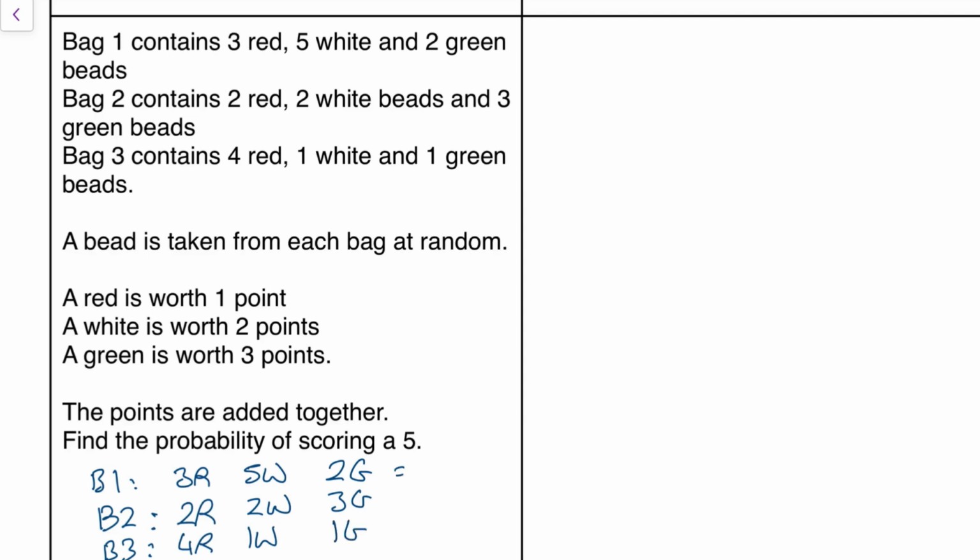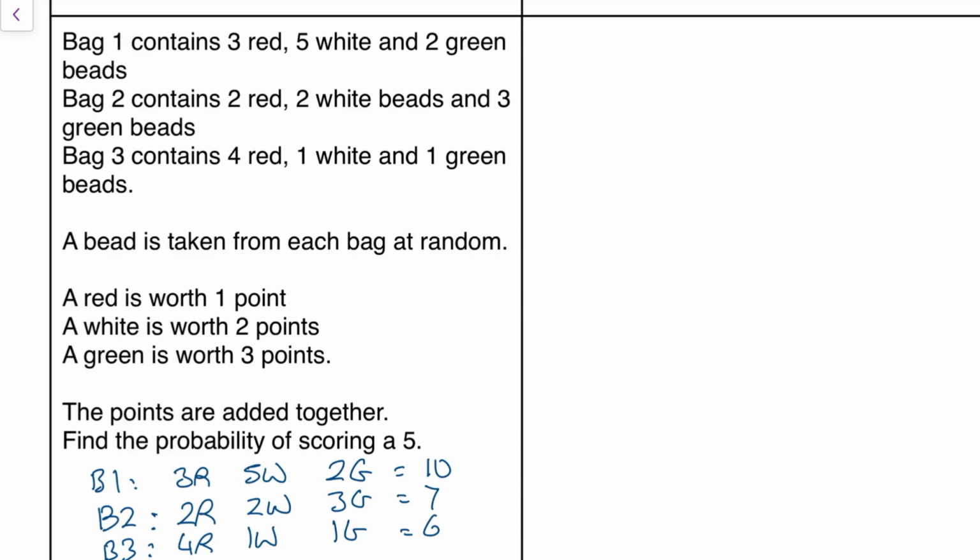So let's just add these up. 3 plus 5 plus 2 is 10 balls in that one, or counters or whatever they are. 2 plus 2 plus 3 is going to give me 7, so there's 7 over here. And there is 4 plus 1 plus 1, which is 6 in bag 3. Okay, I almost don't want to read the rest of the question, but let's have a go.